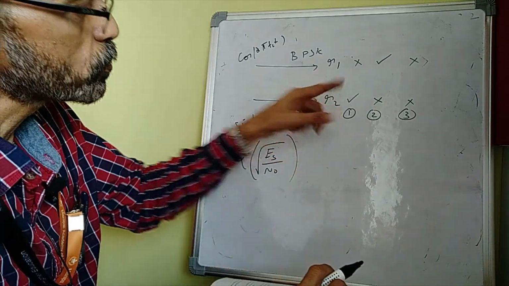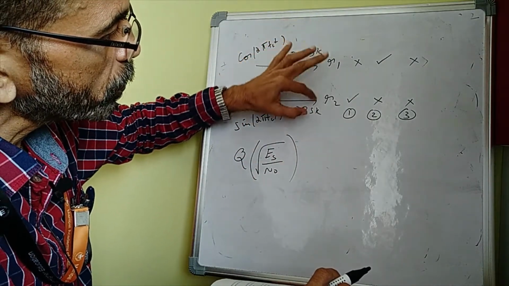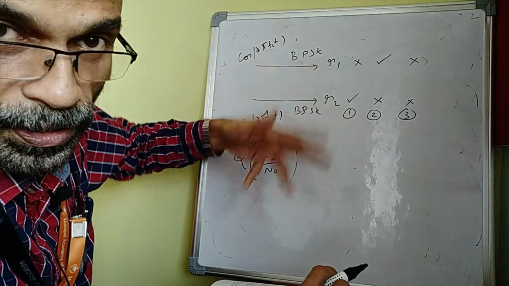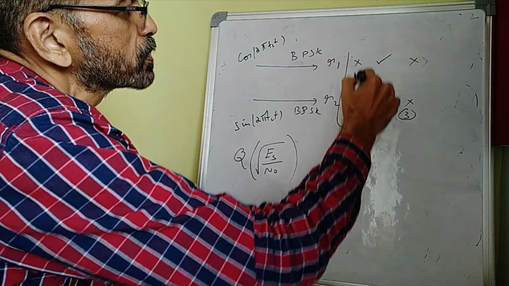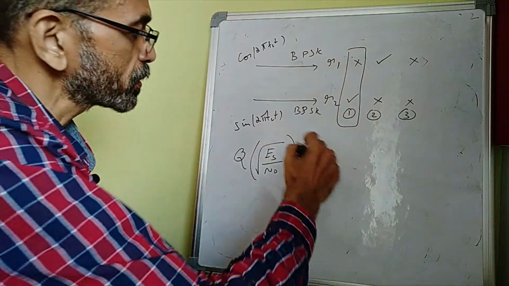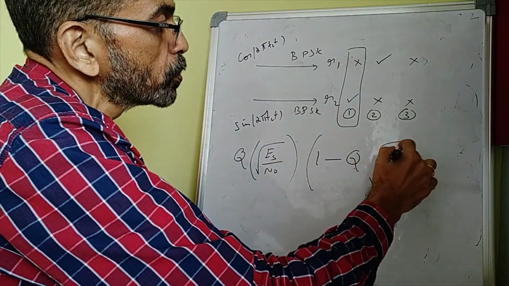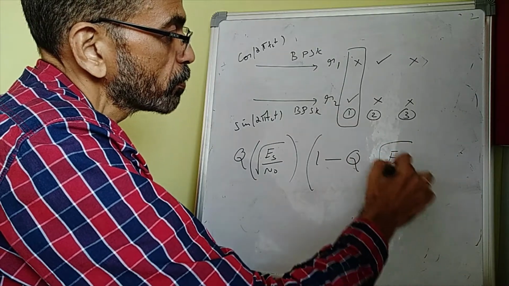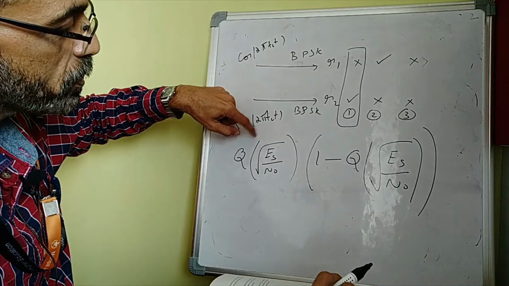This is the probability of error on any one of these two, independent. So this probability, that is R1 being received correctly and R2 with error, is this into 1 minus Q root Es by N0. So you made an error here, that is the probability of this.